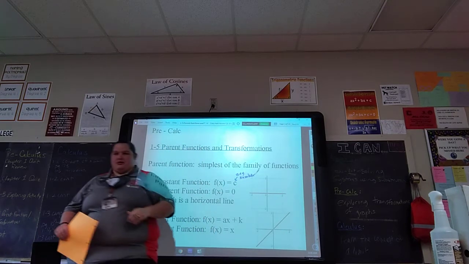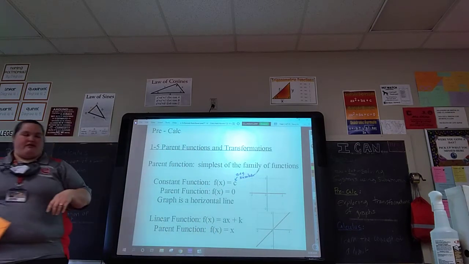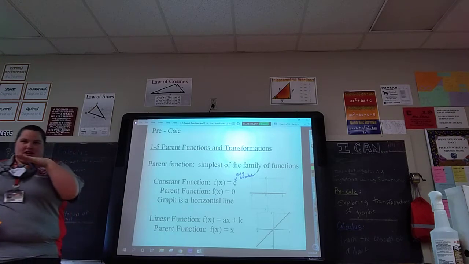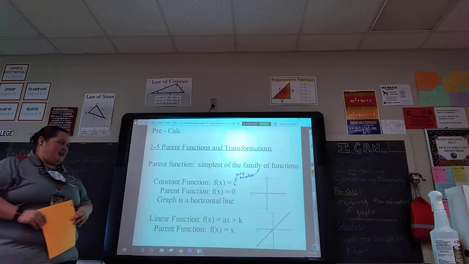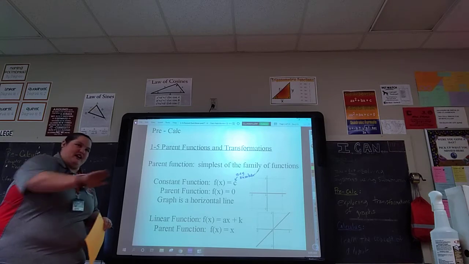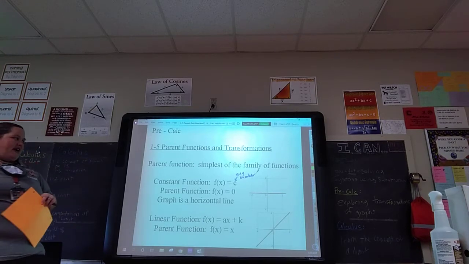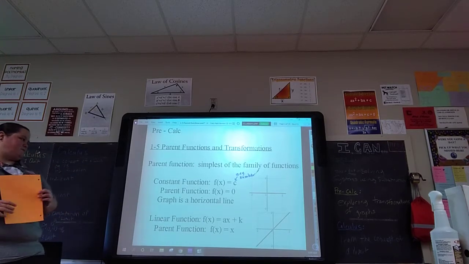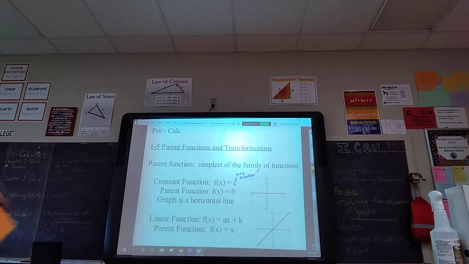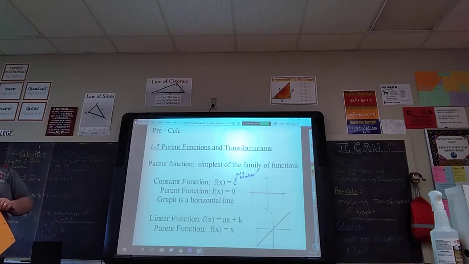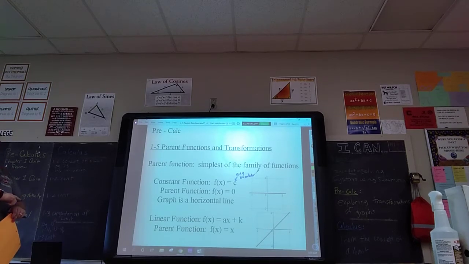So f of x equals 2, it's a horizontal line at 2. F of x equals negative 2, it's a horizontal line at negative 2. F of x equals negative 15, it's a horizontal line at negative 15. So it's a horizontal line at whatever number that is. The parent function, or the most basic function, is just 0, starting at 0, 0. So a horizontal line at 0. And really the only thing we can do with this is move it up and down. We don't change its slope, because if you change the slope, then it creates the next function.